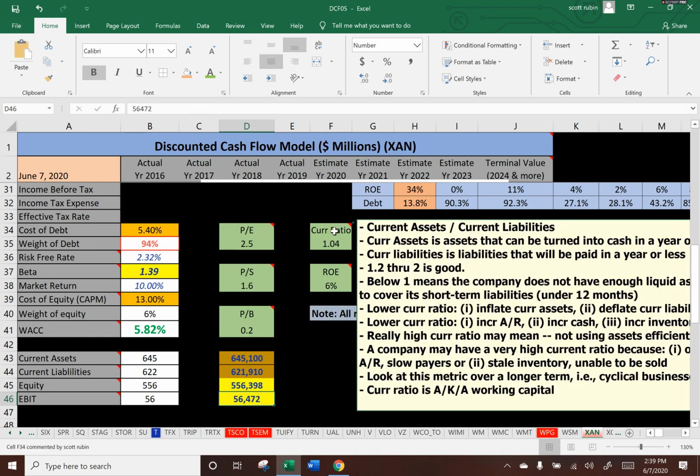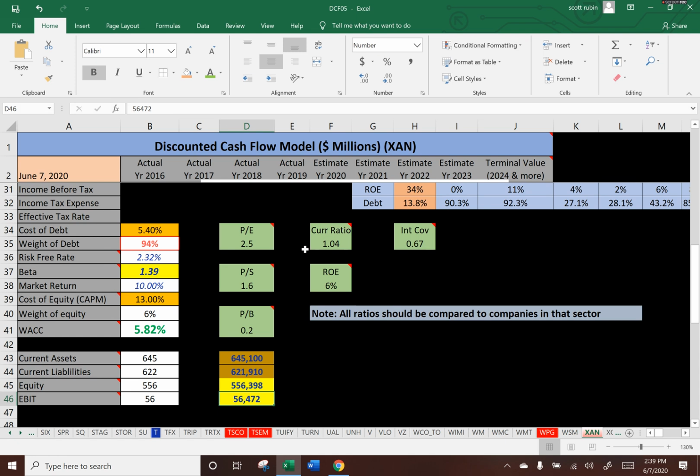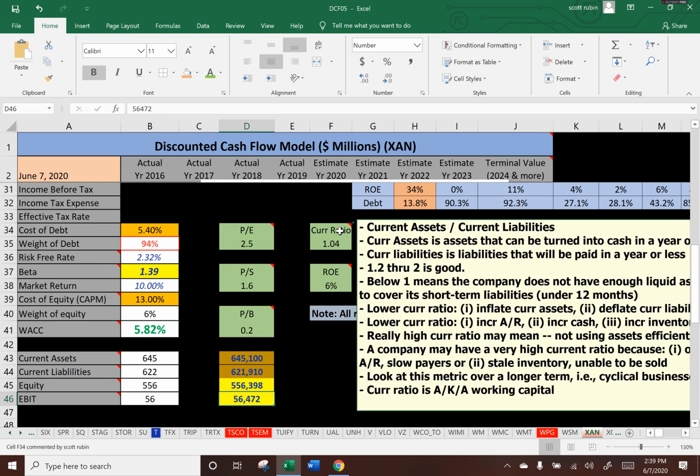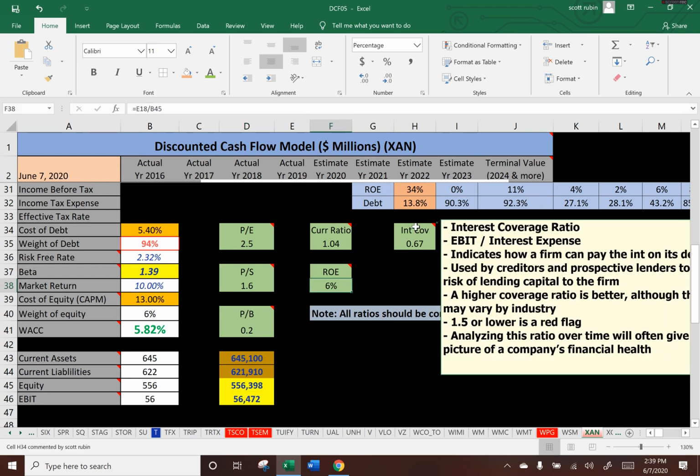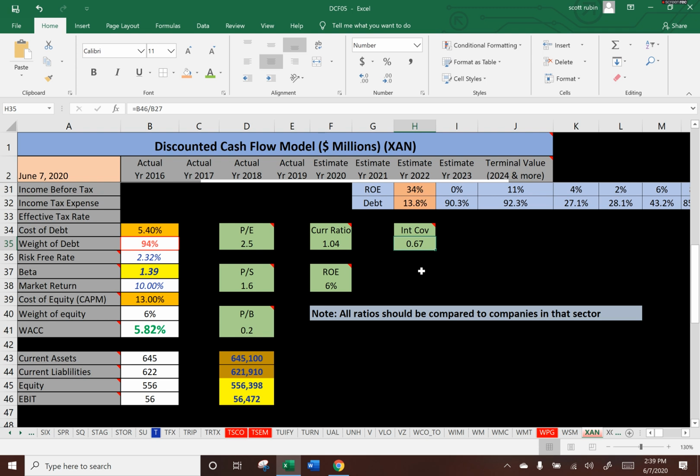It just creates a lot of leverage. But the current ratio is good, 1.04. That means they do have enough current assets to cover their current payables. Low ROE, like most REITs seem to have really low ROE. I added interest coverage because I needed that to calculate the probability of default.